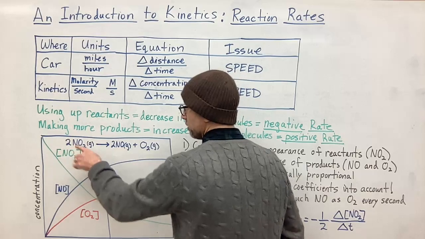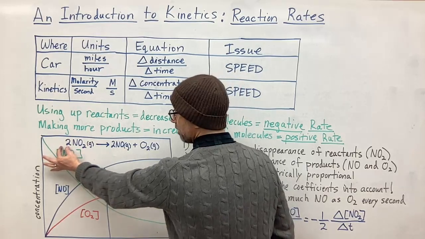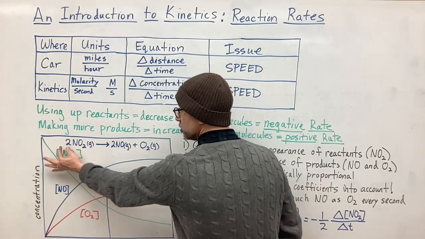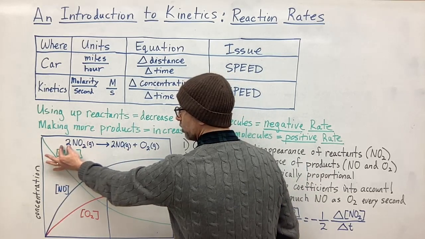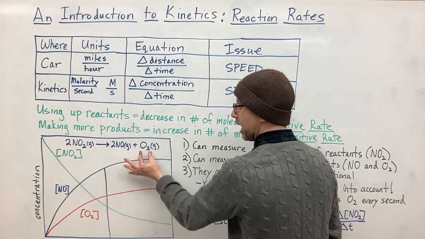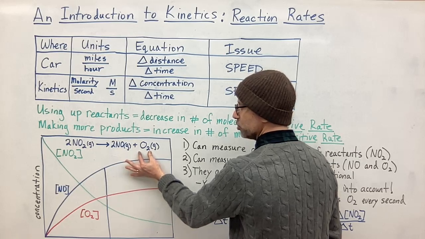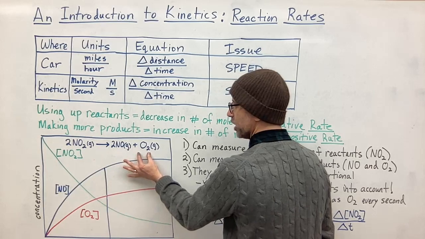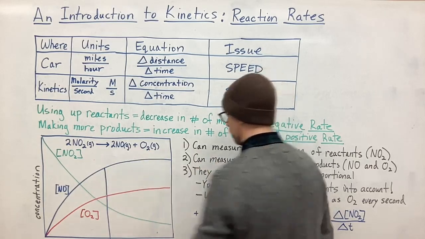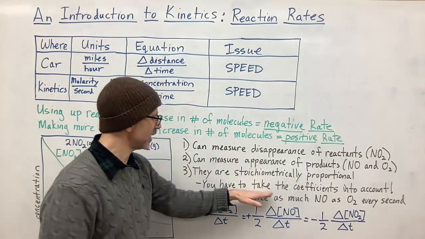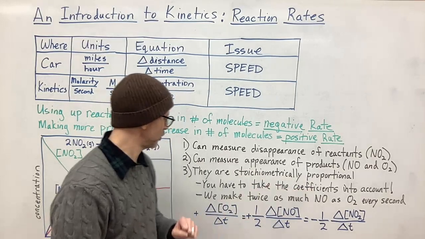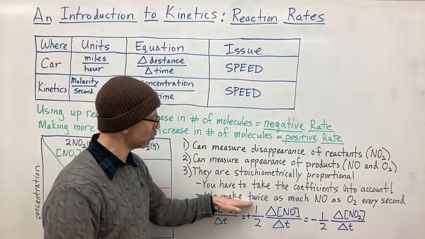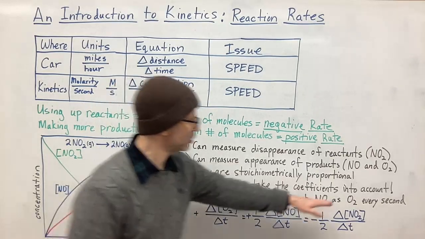So again, what I mean by that is the fact that I have a 2 here, a 2 here, and a 1 there. So I'm losing double the amount of NO2 compared to the amount of O2 I'm creating, and I'm creating twice as much NO compared to the O2 that I'm creating. So we have to take into consideration the coefficients. And so we need to, for example, we're making twice as much NO as O2.